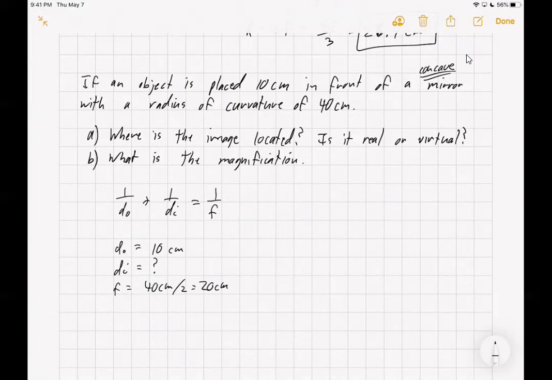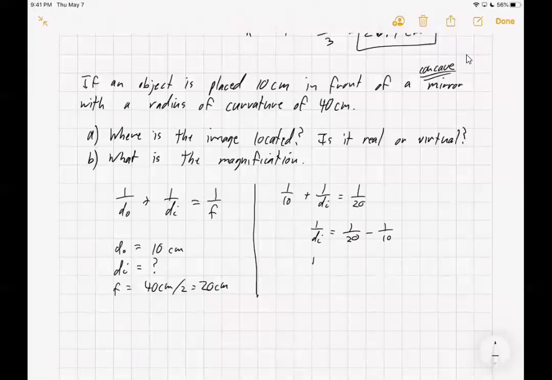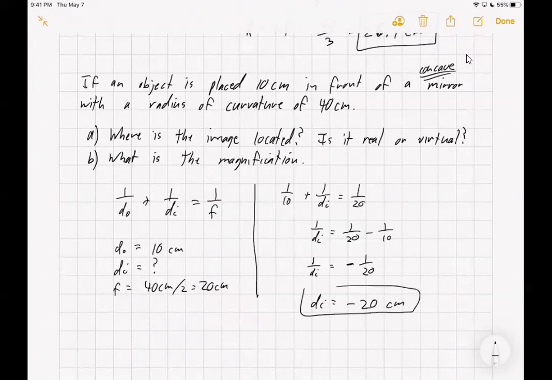So now let's put in our numbers. We have 1 over 10 plus 1 over DI is equal to 1 over 20. So 1 over DI should equal 1 over 20 minus 1 over 10. So 1 over DI, hopefully you realize, is negative 1/20. 1/10 is 2/20, so if we subtract, we end up with negative 1/20. So what is DI? DI is negative 20, and we put units of centimeters on that.